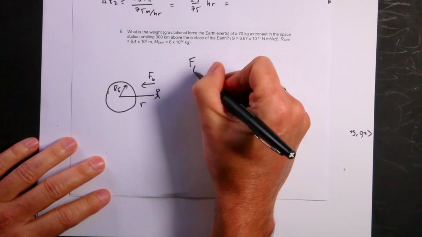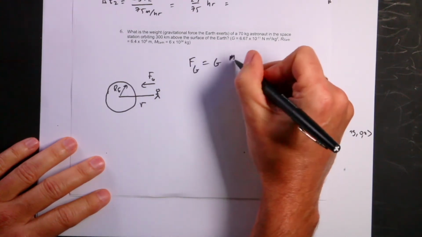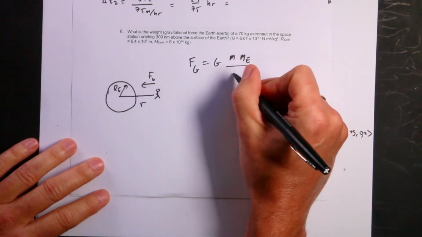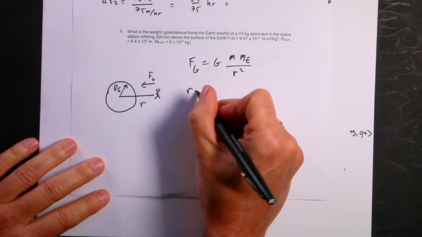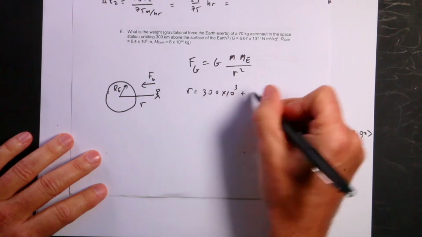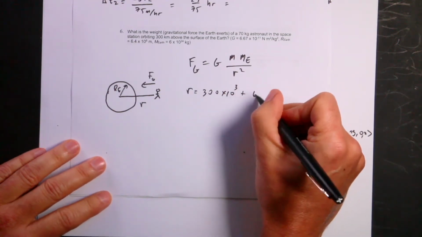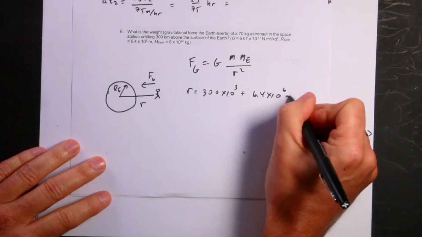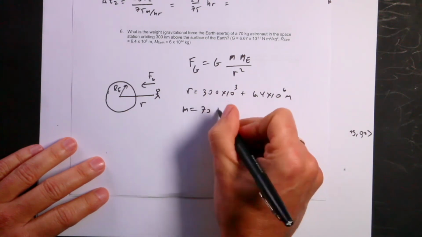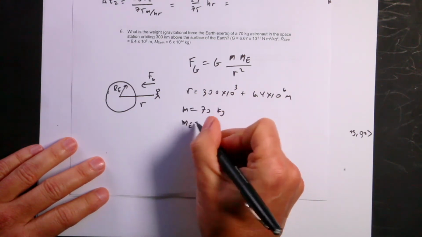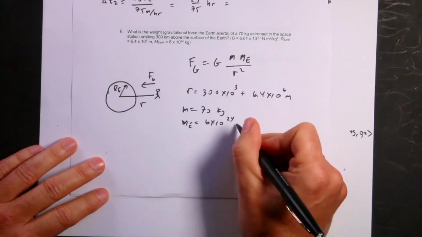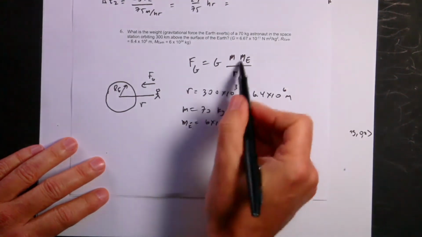The magnitude of this gravitational force is G times the mass of the person times the mass of the Earth, divided by R squared. In this case, R is going to be 300 times 10 to the third meters plus the radius of the Earth, which is 6.4 times 10 to the 6 meters. The mass of the person is 70 kilograms. The mass of the Earth is 6 times 10 to the 24th kilograms. So now I just need to put all this stuff in here.